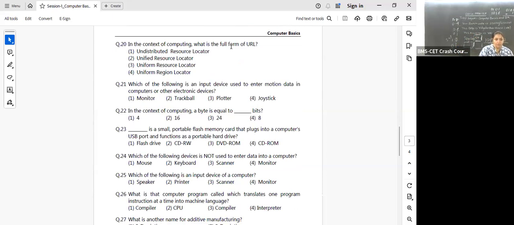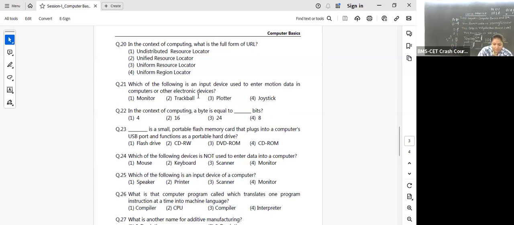Next is the context of computing. What is the full form of URL? Now you should know. URL means what? Anybody from online? Uniform resource locator. Very good. Why uniform? Uniform means it is a standard format. Resource means the data that I am searching for. And locator means it has to be located from somewhere. So that is why uniform resource locator. Please mark it.